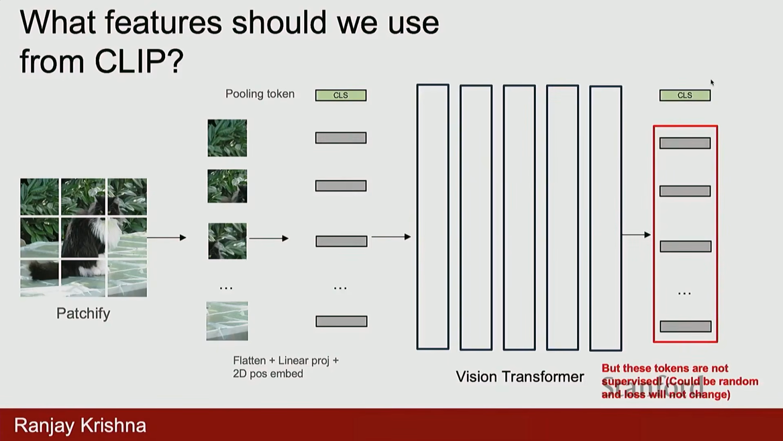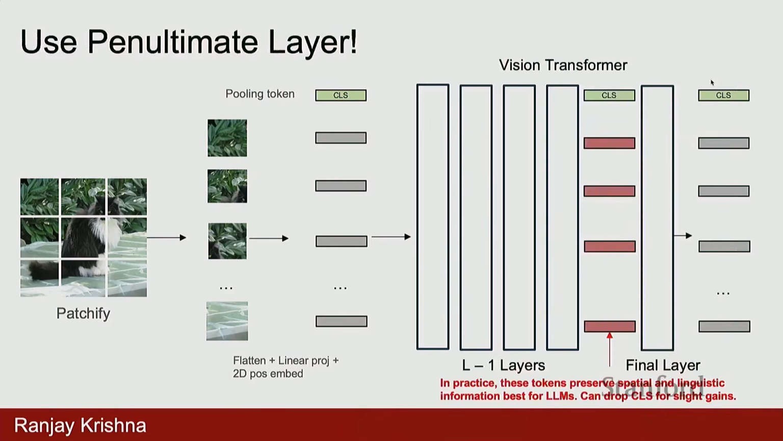Now, the problem with these other tokens is that they're never supervised. The CLS token is supervised with this contrastive objective with text, but the other tokens are never used for any purpose. So they might not actually contain any useful information. And empirically, people have shown that these features are not very useful. But what they have shown is that if you go one more layer back, the penultimate layer in your CLIP encoder, these features are actually very useful. These features are used to generate the final CLIP embedding in the final layer, and they contain a lot of spatial information about where objects are in your entire image.